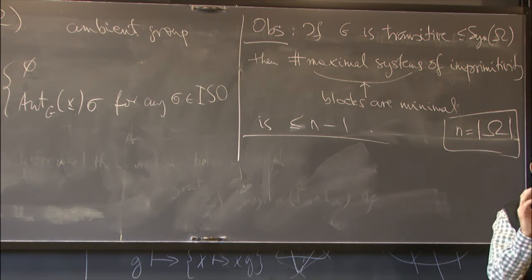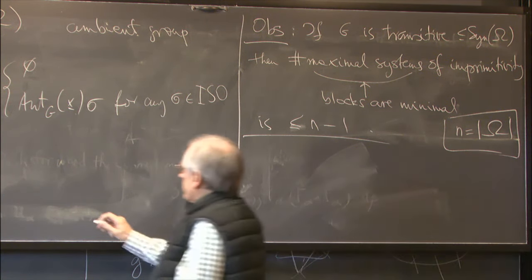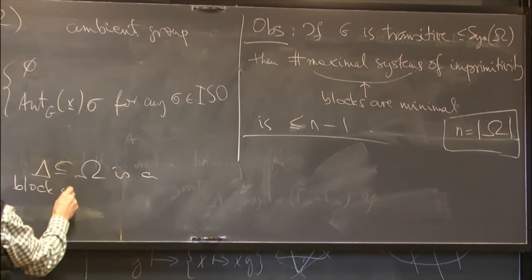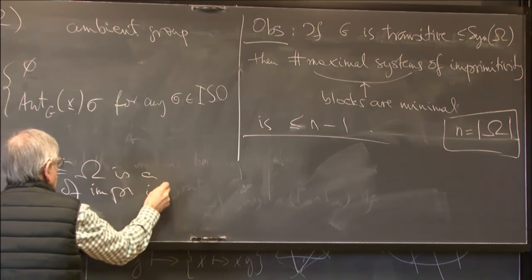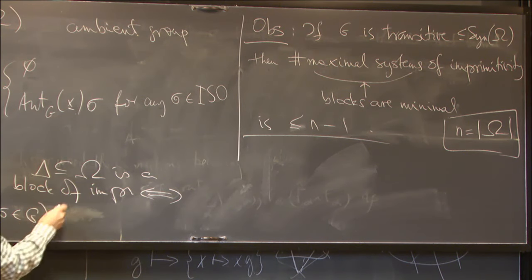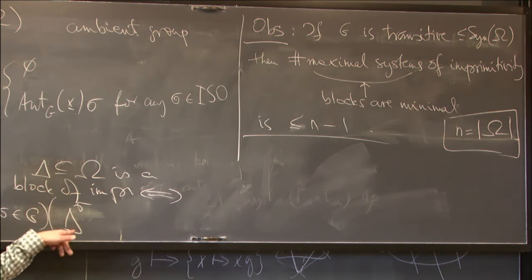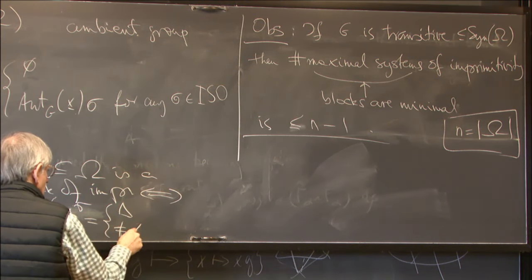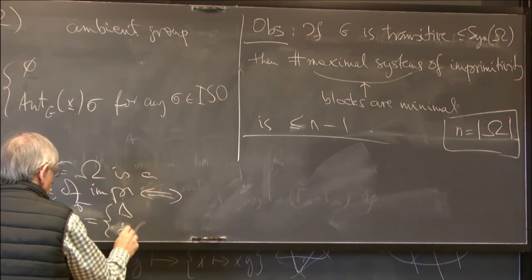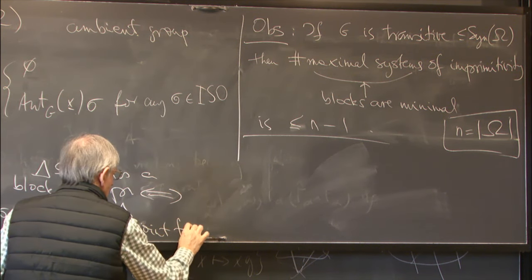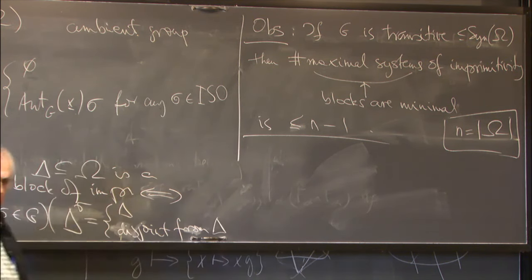A block of imprimitivity is characterized in the following way. Say delta subset omega is a block of imprimitivity if and only if for every sigma in G, the image of this set is either itself or disjoint from itself. So that characterizes a block of imprimitivity.